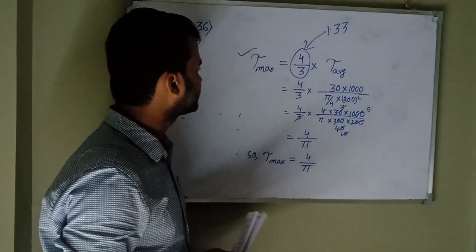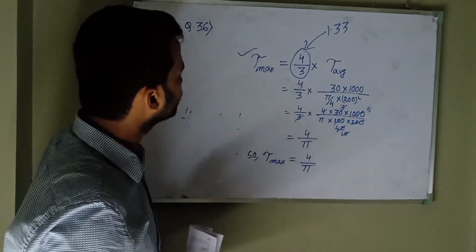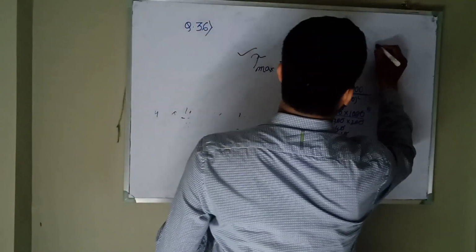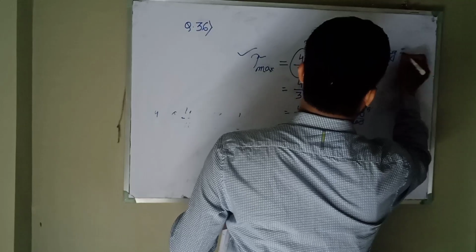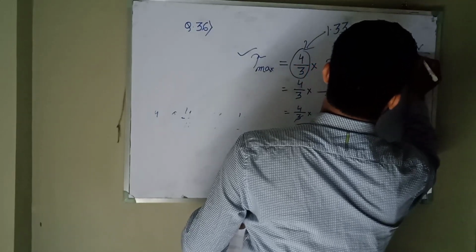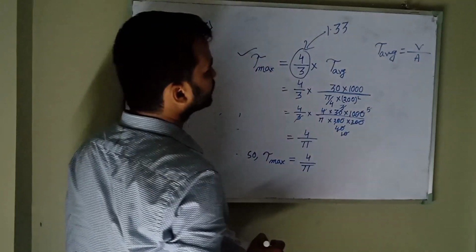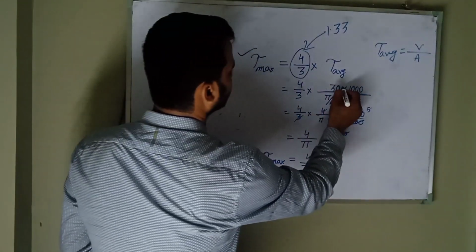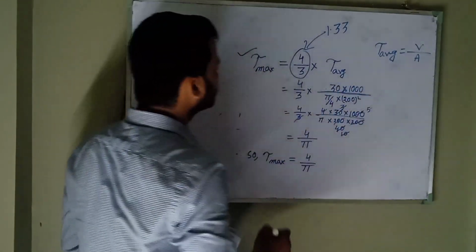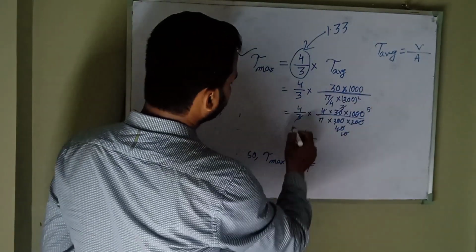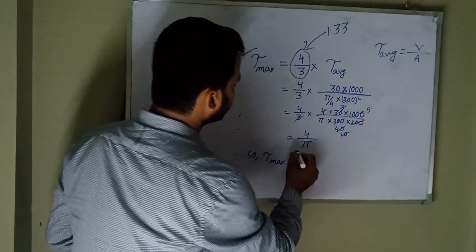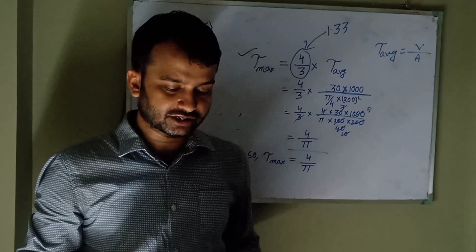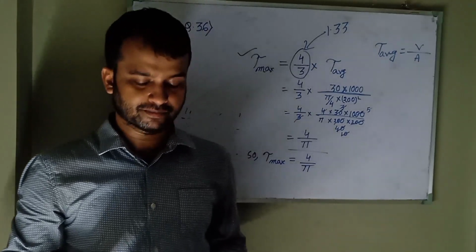So the maximum shear stress is average shear stress into 4 by 3. If we put the value, where average shear stress, tau average, equals shear force by area. So shear force is 30 kilonewton. We have converted kilonewton to Newton, multiplied by 1000, divided by area. If you calculate this, then the answer will come 4 by pi. So the correct answer is 4 by pi. Correct answer for question 36 is option B, 4 by pi.